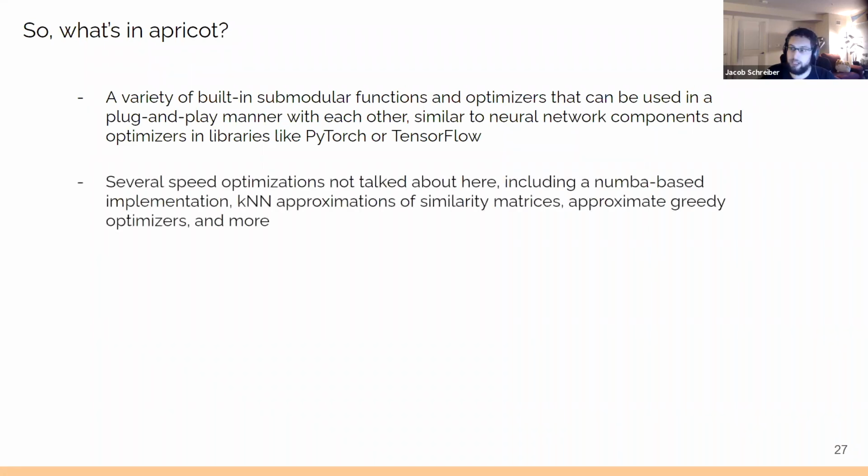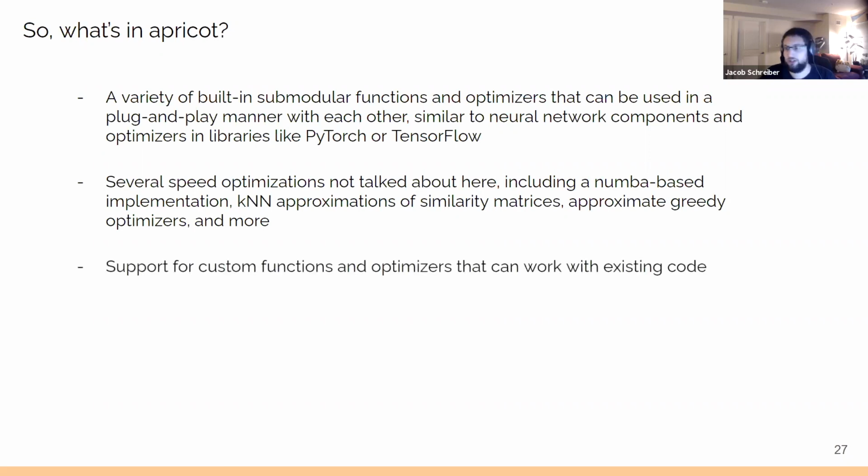We have several speed optimizations that aren't talked about here, including several algorithmic tricks, a NumPy-based implementation that speeds up things a ton and provides multi-threaded parallelism, KNN approximations of dense similarity matrix, so that even if you have a dense similarity matrix, you can still get a sparse approximation of it for faster speed, approximate greedy optimizers, and more.